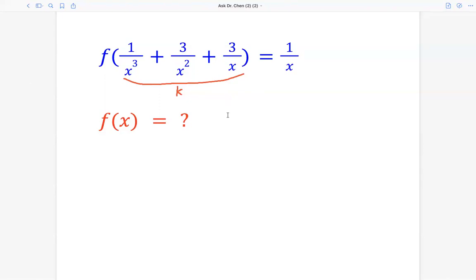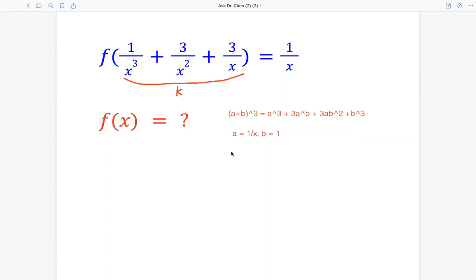Now remember, a plus b raised to the cube equals a cubed plus 3a squared b plus 3ab squared plus b cubed, right? In this case, we can think a equals 1 over x, right? And b equals 1.